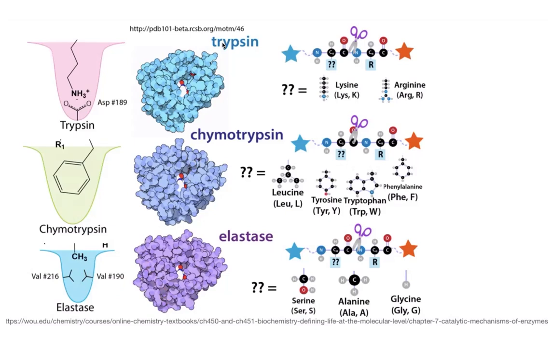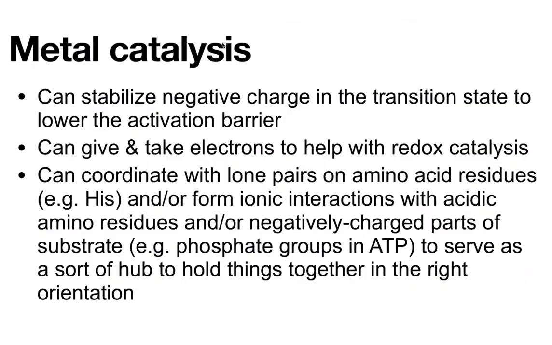And in this way, as with other reactions around here, we're able to have specificity for a substrate and not be just cutting anything. And finally, we have metal catalysis. Metals are really awesome. They can do things like stabilize negative charge in that transition state, helping lower that activation barrier. We'll see that they can give and take electrons to help with redox catalysis.